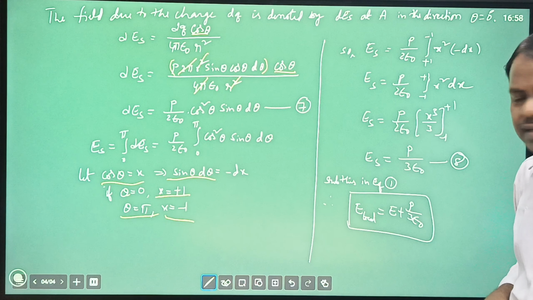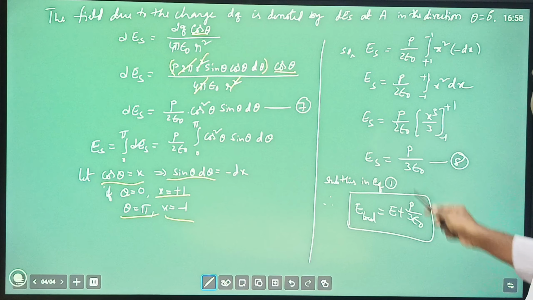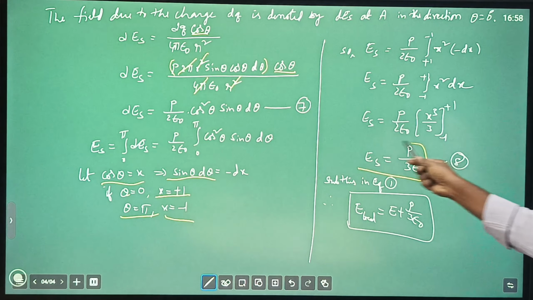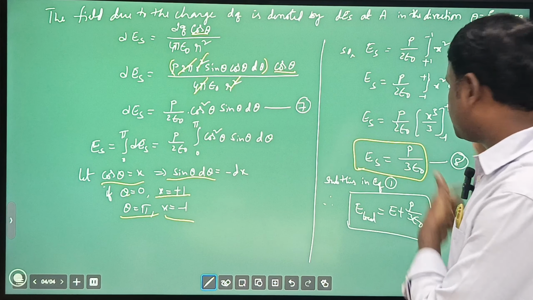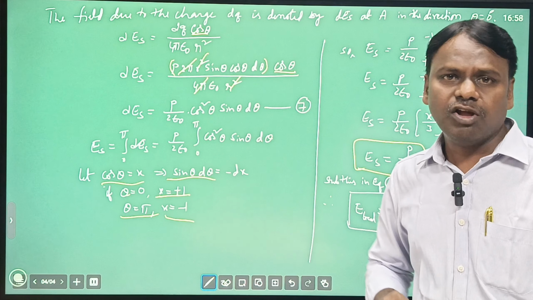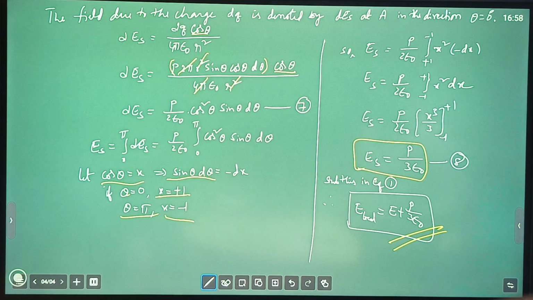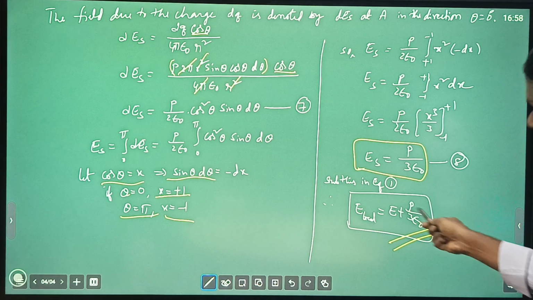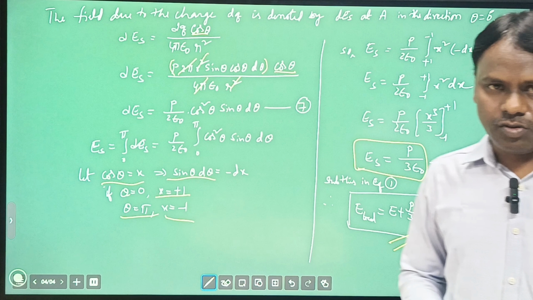And if we do the integration, x cube by 3 between the limits from minus 1 to plus 1, we get the value p by 3 epsilon naught. This is the value of Es. So Es is equal to p by 3 epsilon naught. Substitute the value of equation number 8 in equation number 1, we get E local is equal to E plus p by 3 epsilon naught. That means E local is equal to E plus Es, E local is equal to E plus p by 3 epsilon naught. That's it.